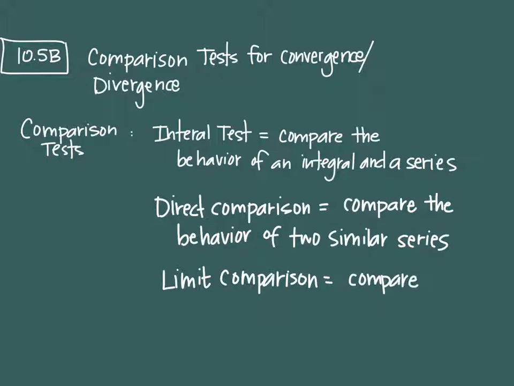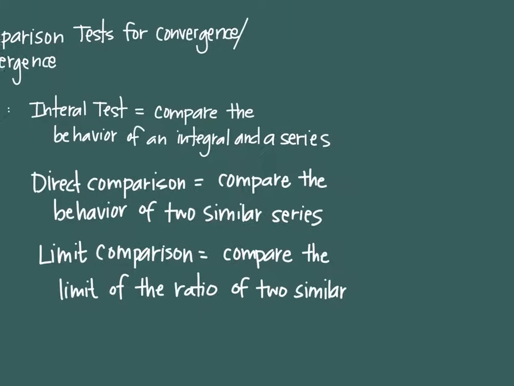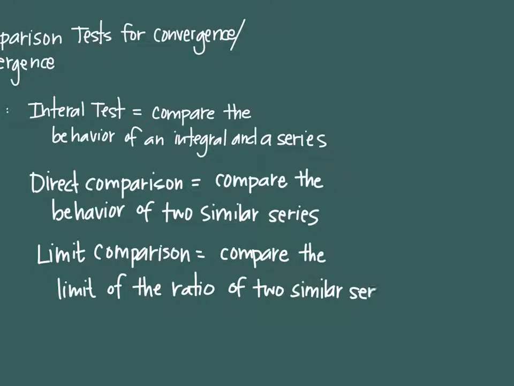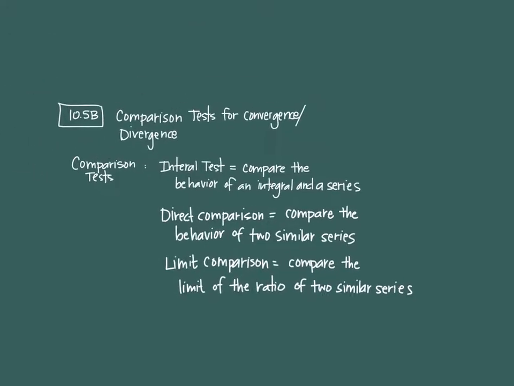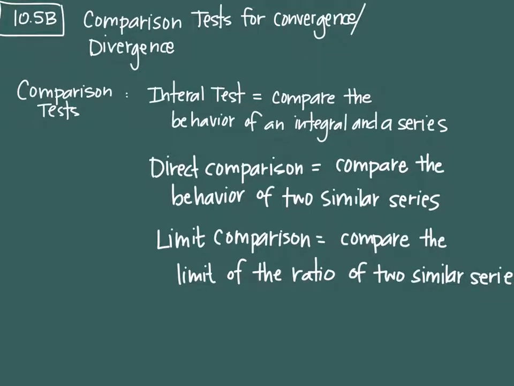And then when direct comparison doesn't work, you compare the limit of the ratio of two similar series. All right. These are the last ones. So these are the three comparison tests. You've worked with one already, and we're going to work on the other two.